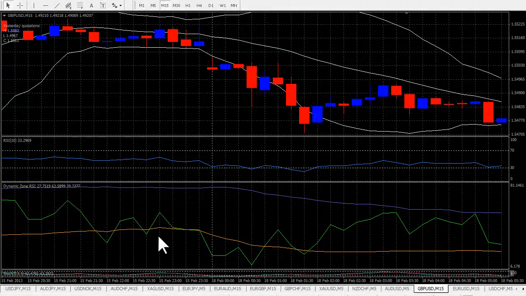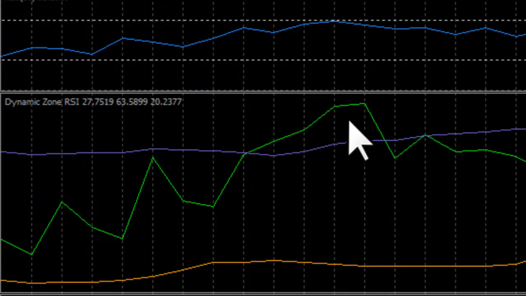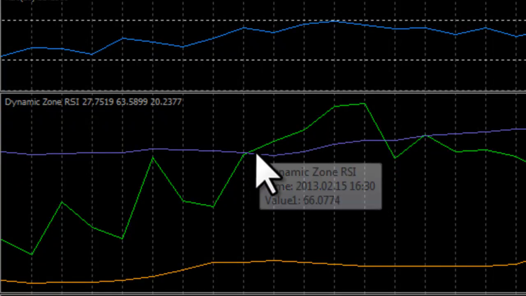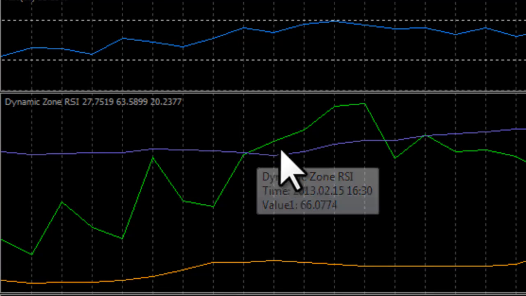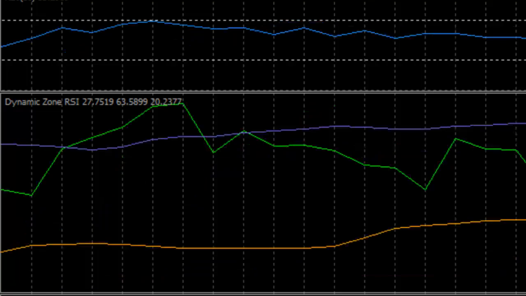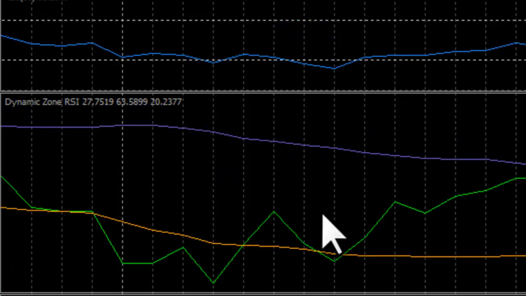Alright, what we're looking for here is the same again. We're looking for a break below or a break above the top line. It needs to break it. Resting on it doesn't count. What I would suggest is you look for some black space in between the top line and the purple line, or the orange line as the case may be, if you're looking for oversold.